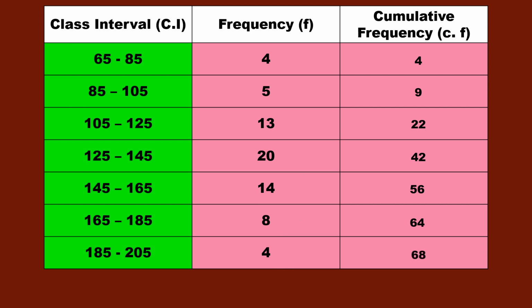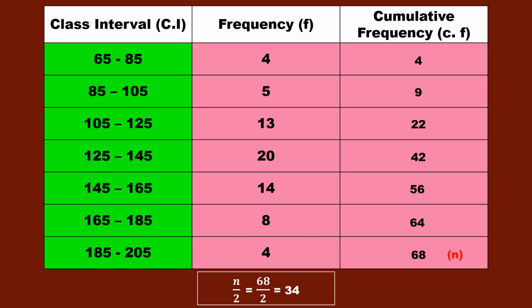We already discussed in other videos that in the median the main thing is n. Every term in the median formula is derived depending on this n. So where is n here? N means the total frequency, which lies in the last row of your cumulative frequency. If you add all these frequencies, you will get N, which is 68. Now our next step is to find N by 2. N by 2 means 68 by 2 equals 34.